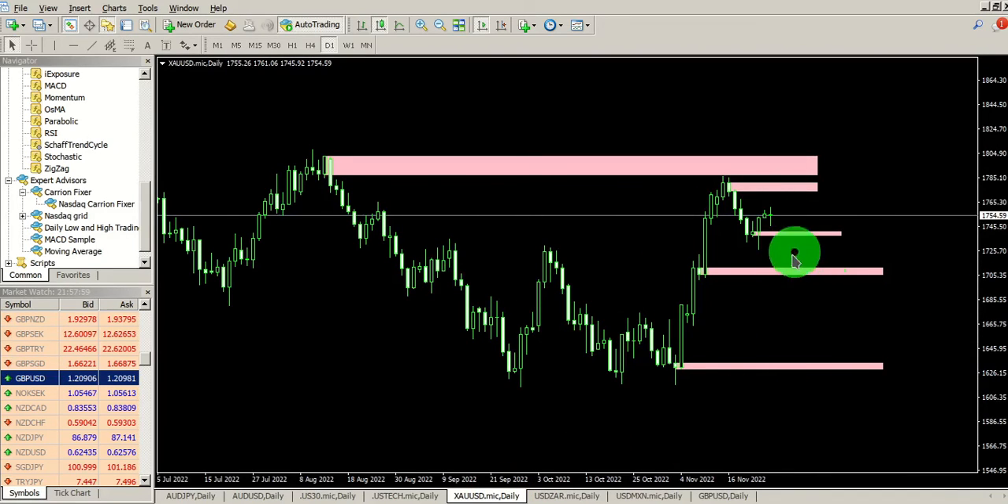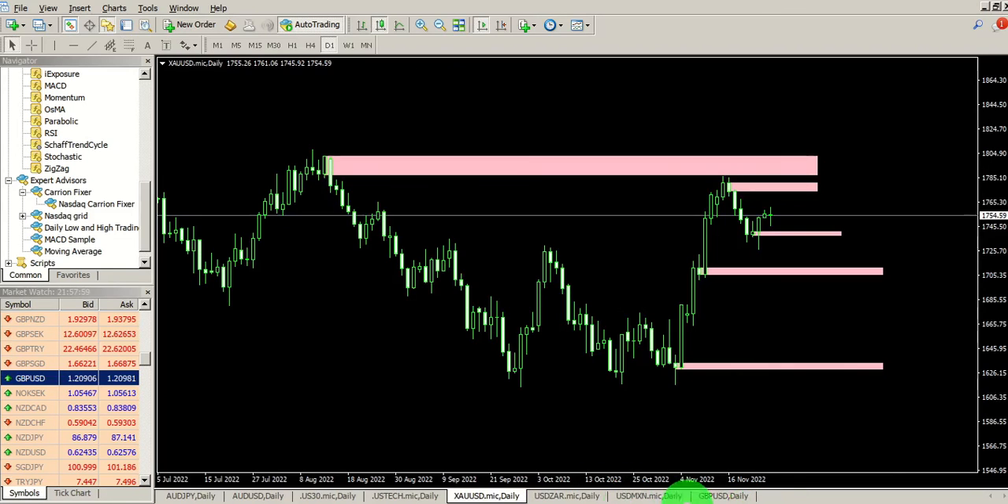Gold, we have these order blocks, but I think gold might go up and test this order block. But we'll have to see. I'm thinking buying, maybe switch to a lower time frame and look for order blocks where we can buy and target that upper block right there.